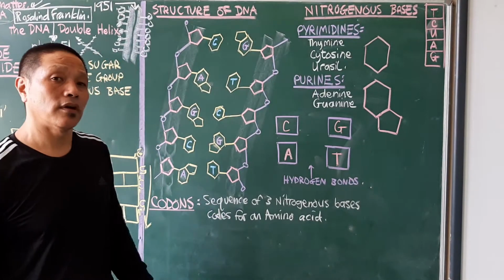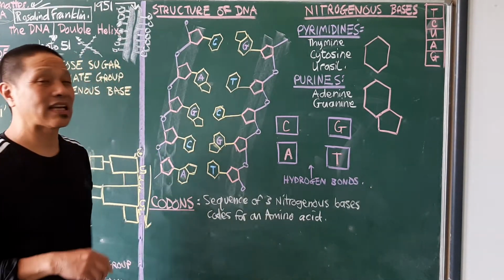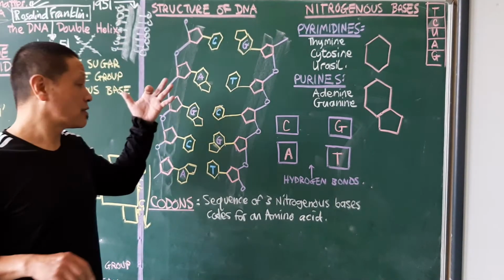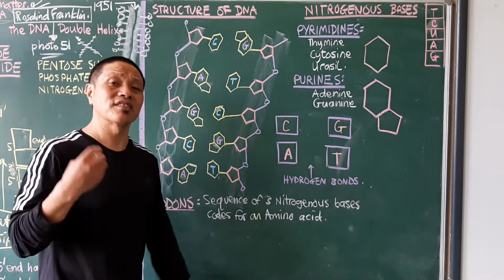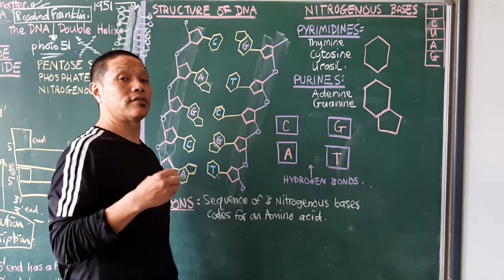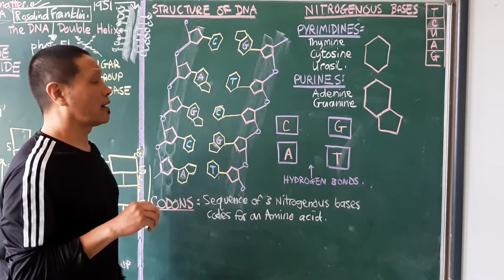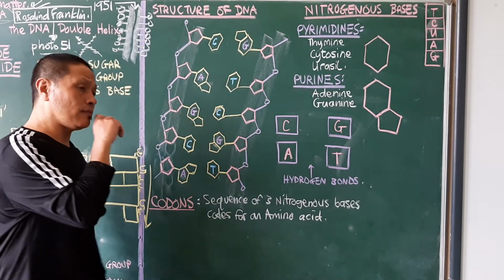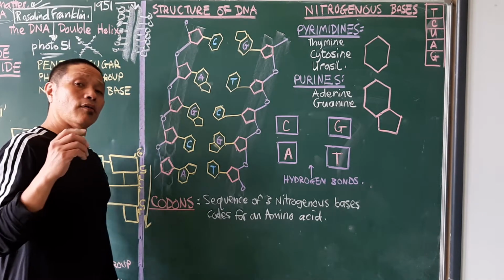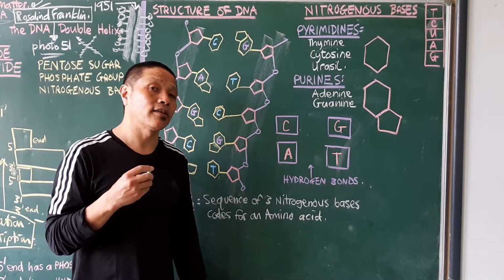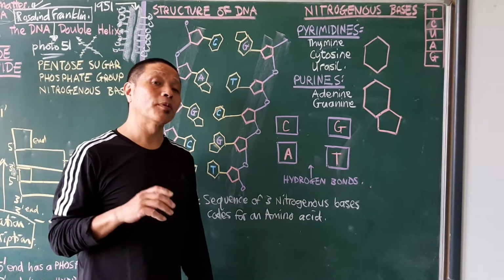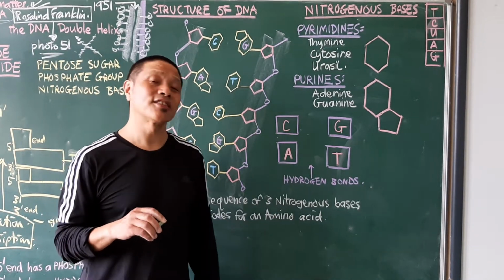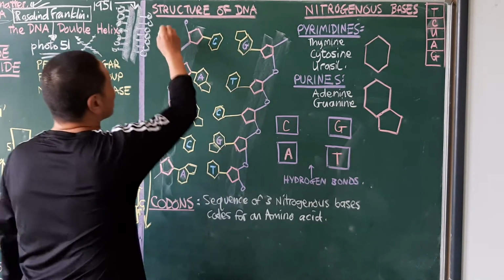Okay, now this is once again the last part of Watson and Crick's DNA structure. When we were discussing Watson and Crick and Rosalind Franklin, I forgot to mention that for their work, Watson and Crick, along with another scientist, got the Nobel Prize in 1962.